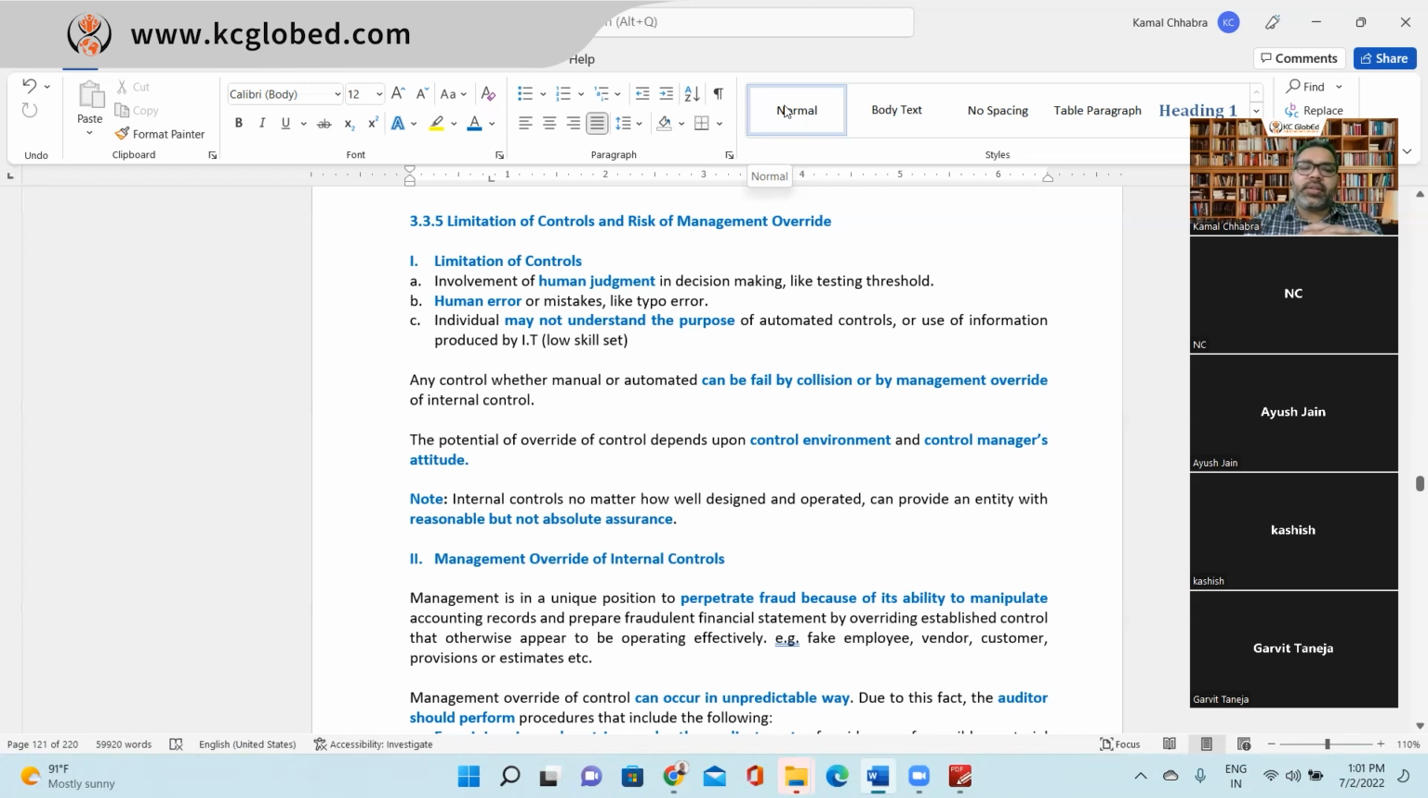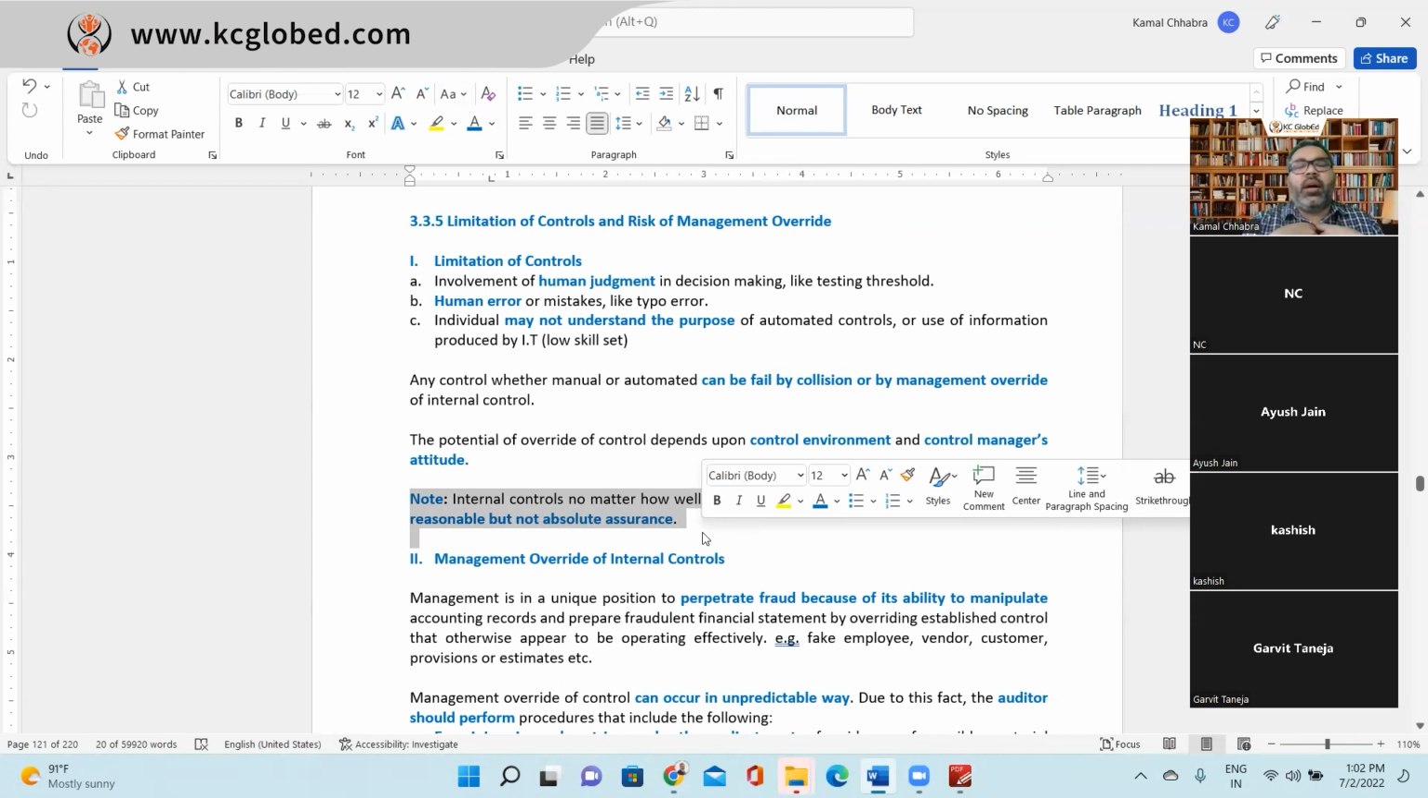A note over here: internal control, no matter how well it is designed and operated, can provide an entity with reasonable but not absolute assurance. So no internal control testing will make you, as a CPA, comfortable giving absolute assurance, because your audit is subject to sampling, right? You're not testing everything conducted in a client, so you cannot give absolute assurance that everything is perfectly fine. So you're always giving reasonable assurance.